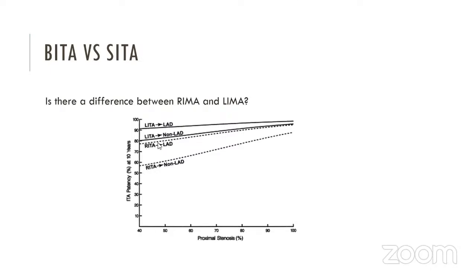But now we have cases where the RIMA is actually anastomosed to the LAD. So we said that both of them are intrinsically the same. So why is there a difference between their patency rates? The only explanation that I could come up with is the explanation that Abdullah just provided.